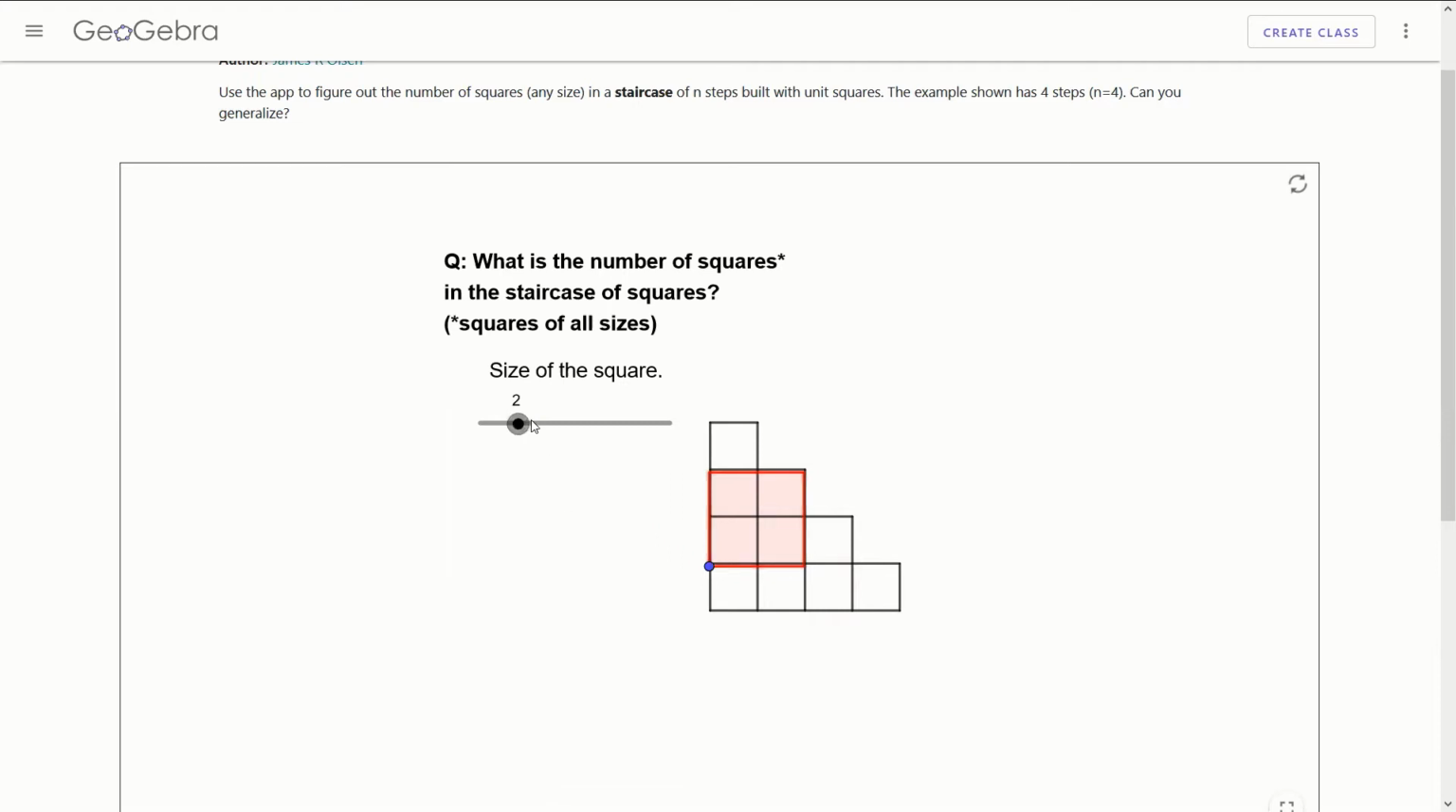And then if I go to size 3 here, a 3 by 3 square, actually, there aren't going to be any of these. None of these are going to fit in here. Kind of interesting how that works. So we have 10 that are 1 by 1 and 3 that are 2 by 2. So we have 13 squares.